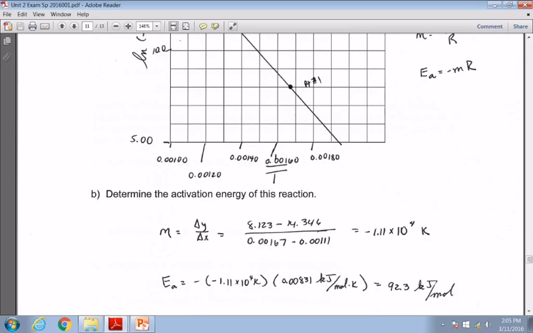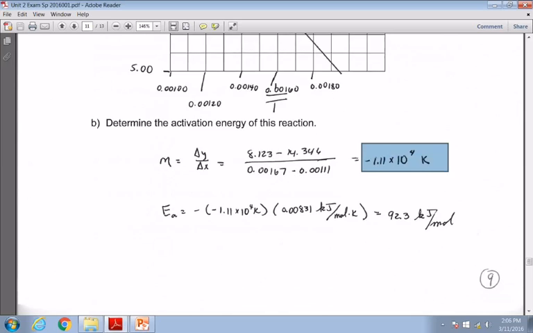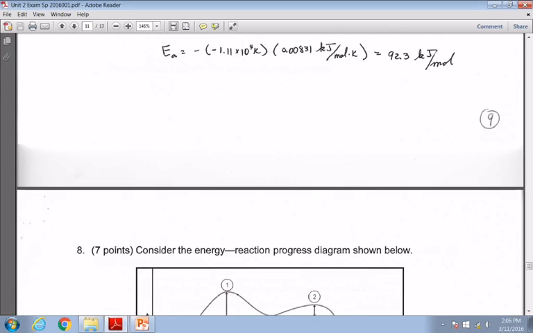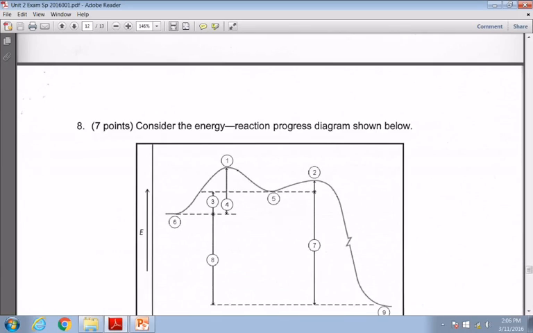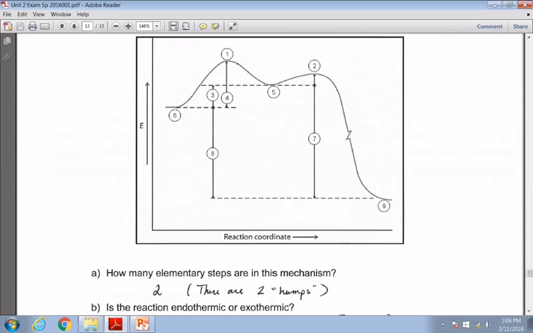And then down here, we're supposed to come up with the activation energy from the slope of the Arrhenius plot. So that's the change in the natural log of K divided by the change in the inverse temperature. So we come up with the slope, and we know that's related to activation energy. Slope is equal to negative Ea over R. So we can solve for the Ea, and I got about 92 kilojoules per mole.